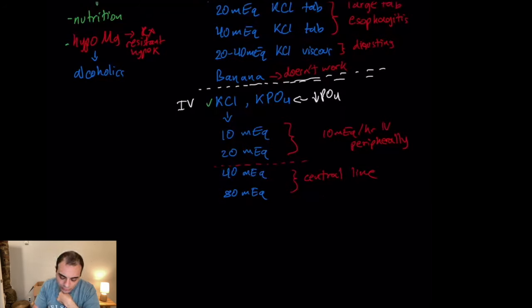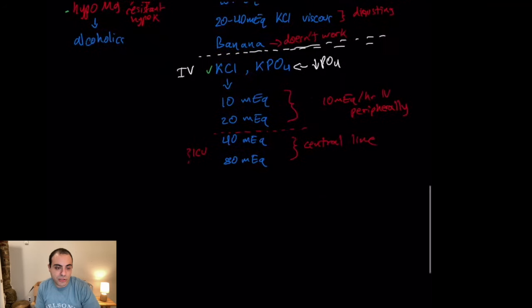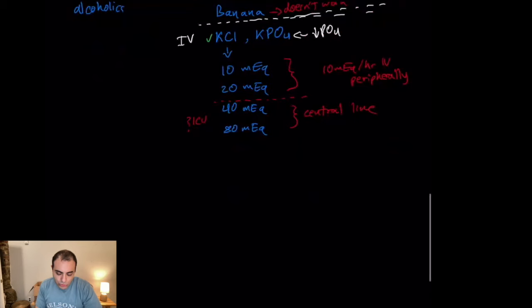So usually, ICU management. And the other thing you want to think about, if you want to give 40 or you want to give 80, it means the patient is pretty hypokalemic and you're trying to act fast. So a lot of the times these patients are already in the ICU. Okay.